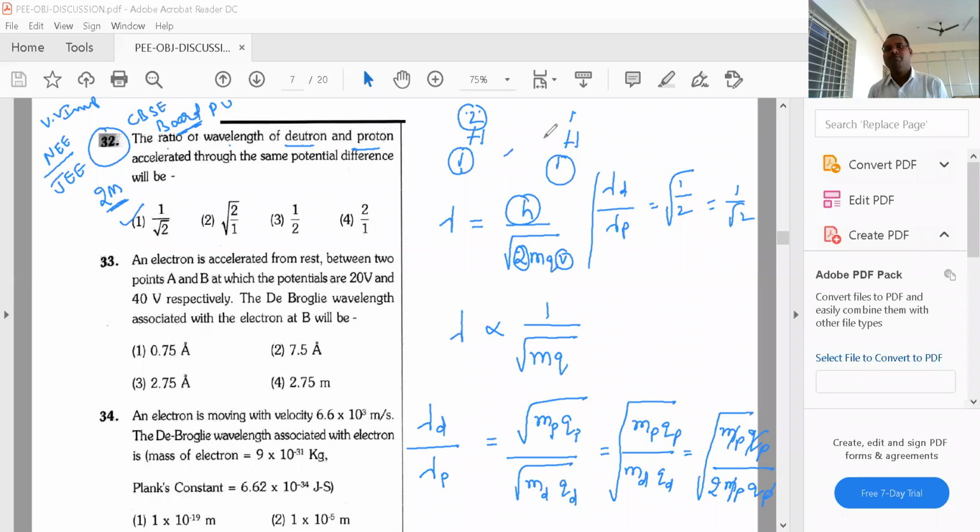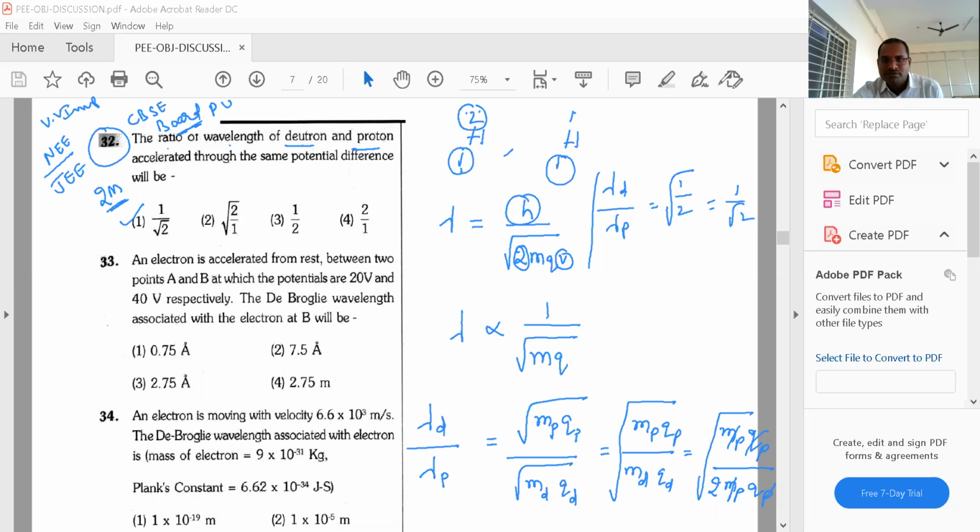Got it, students? Important point. You need to remember this type of questions. Very important. I think in first year chemistry also you have solved this type of questions. Clear? Understood?